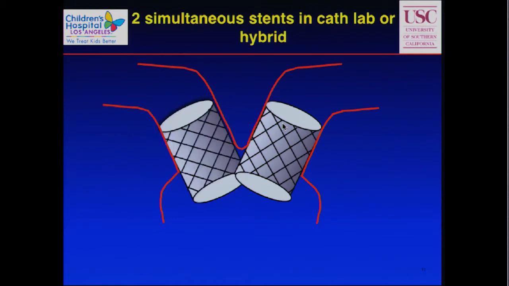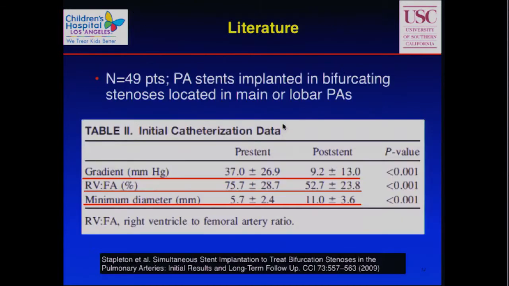So this is a situation where you have to put two stents in at the same time, simultaneously, so you can protect the entryway to both sides. So you can go this side and to this side for future rehabilitation. This is a paper we wrote a while ago with one of my fellows when I was back in Baylor. We looked at these simultaneous stenting in bifurcation stenosis.